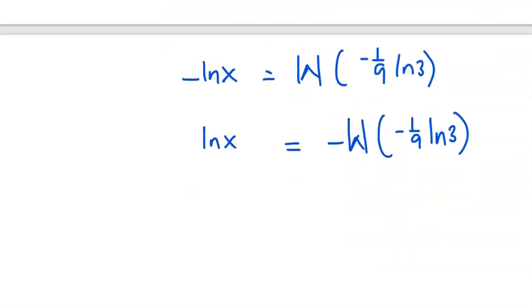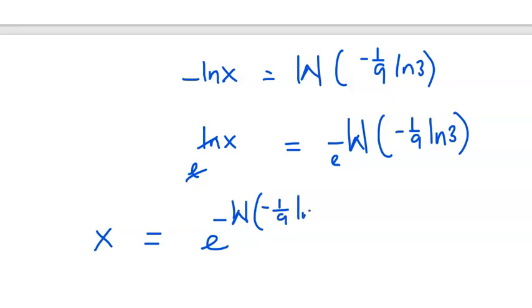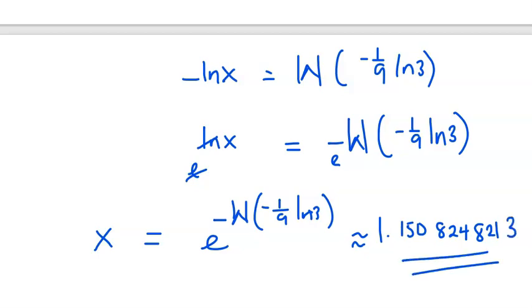right? Now we can make a common base of e from both sides, right? So this ln cancels the e, leaving us with x equal to e raised to the power of negative W of -1 over 9 times the natural log of 3, right? So this here is approximately equal to 1.1508248213, and this is the correct answer.